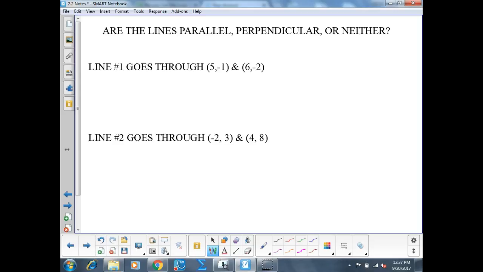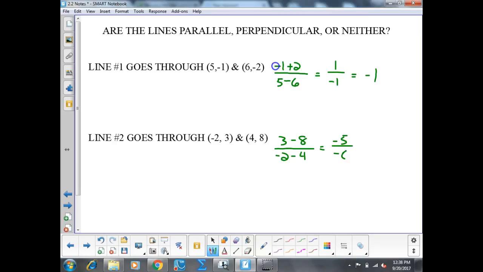First off, you've got to find the slope. So, negative 1 minus negative 2 over 5 minus 6. Negative 1 plus 2 is 1 over negative 1. So that gives me a slope of negative 1 for the first line. Okay. 3 minus 8 over negative 2 minus 4 gives me negative 5 over negative 6, which is 5 sixths.